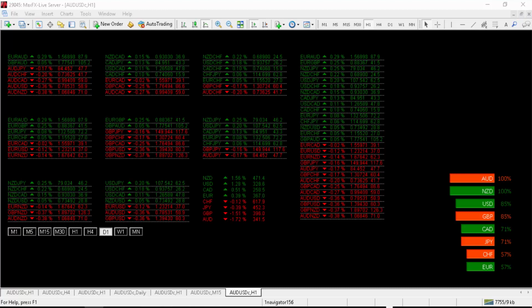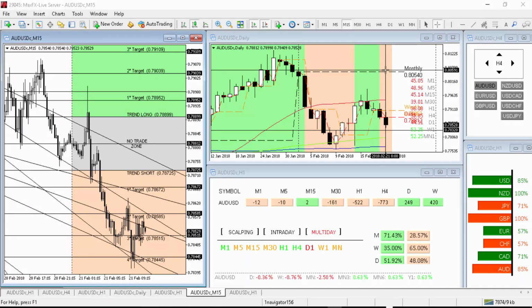The power strength gives us the Australian dollar 100% short and the New Zealand dollar 100% long. We have significant percentages on the US dollar and the British pound also, respectively 85% long and 85% short. The best trades so far in the Forex market are British pound, New Zealand dollar down by 0.39% and the cable losing 0.39%. Now let's move to the charts to analyze the majors.